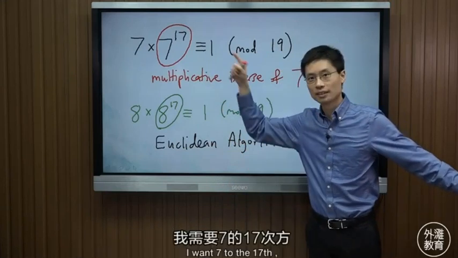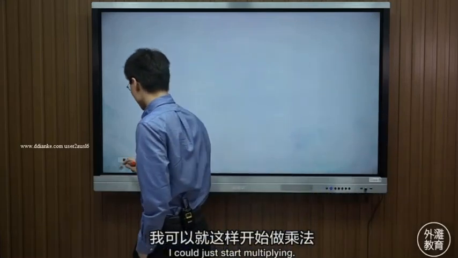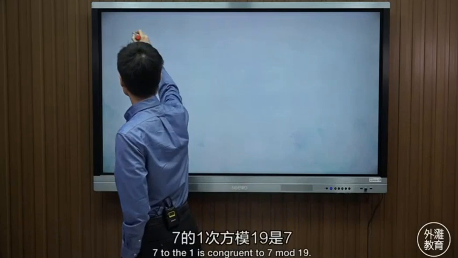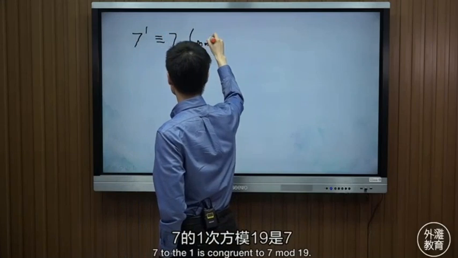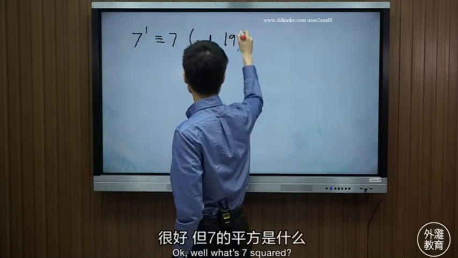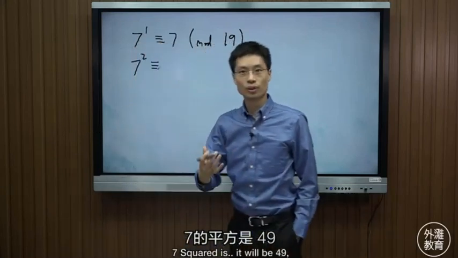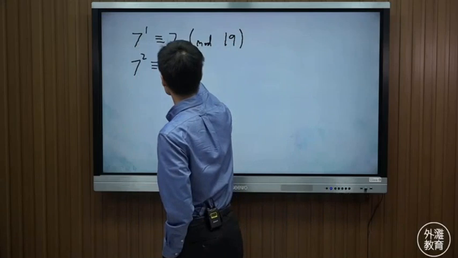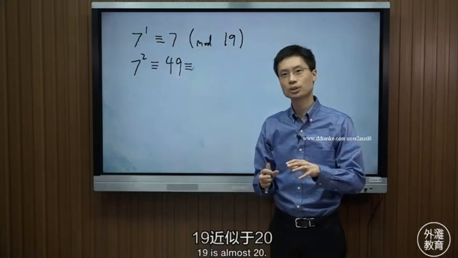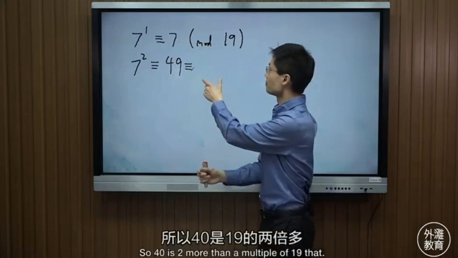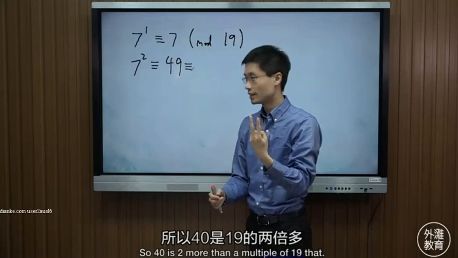I want 7 to the 17. How hard is that? I could just start multiplying. So let's start multiplying. 7 to the 1 is congruent to 7 mod 19. Okay, well, what's 7 squared? 7 squared is, it'll be 49, which, if I reduce mod 19, 19 is almost 20. So 40 is 2 more than a multiple of 19.